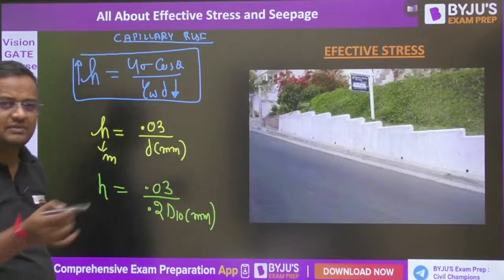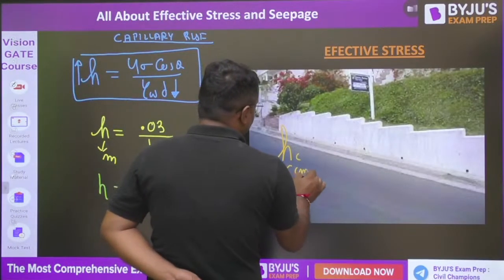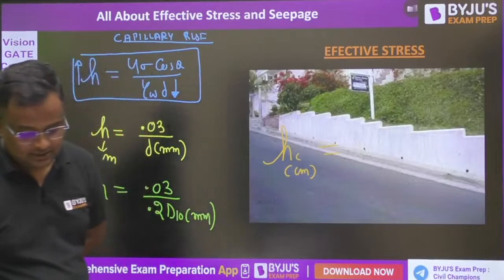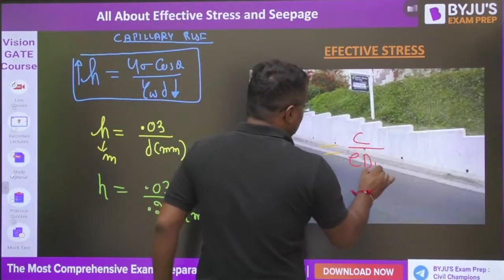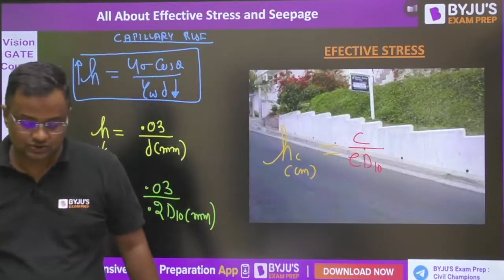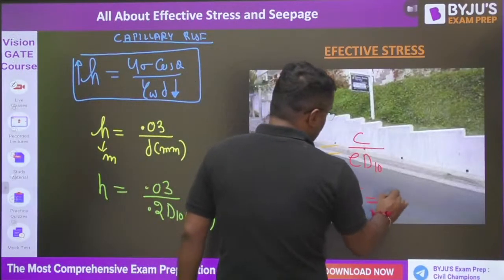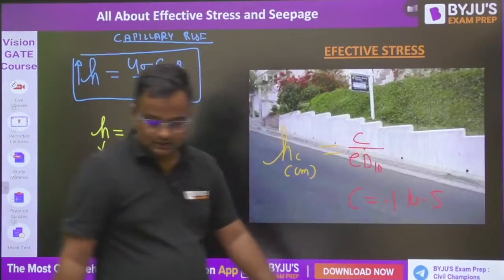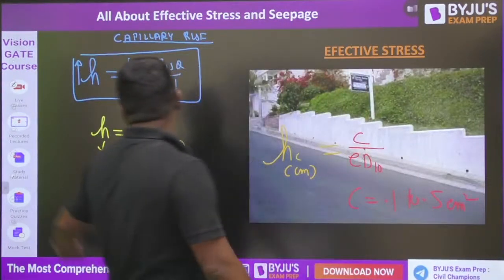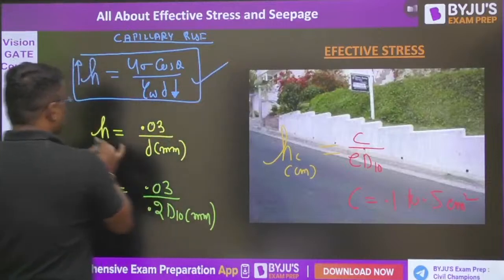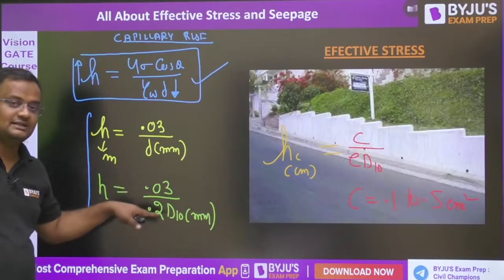There is one more. These formulas sometimes come in the examination. One more formula for capillary rise in centimeter is C upon E into D10. D10 is the effective size, E is the void ratio, and C is a constant whose value is 0.1 to 0.5 cm squared. This is the derivable formula, and these three are the empirical formulas for capillary rise in soil, while the earlier one is the capillary rise in a tube put in water.